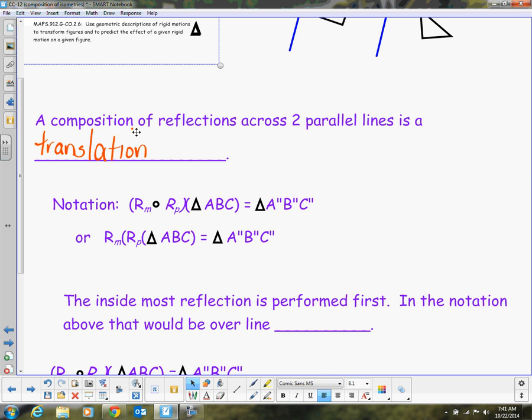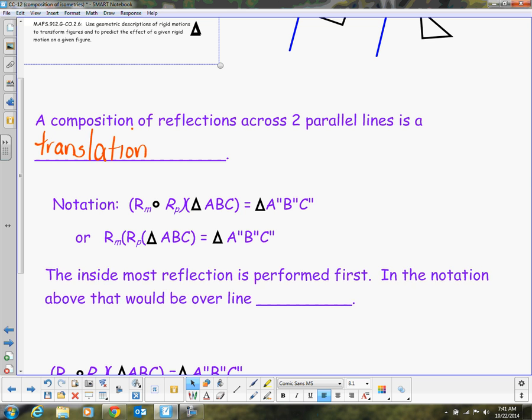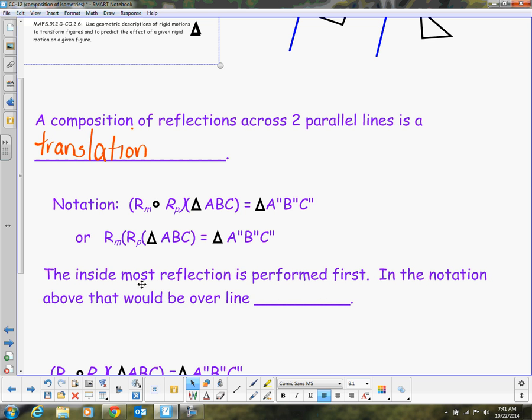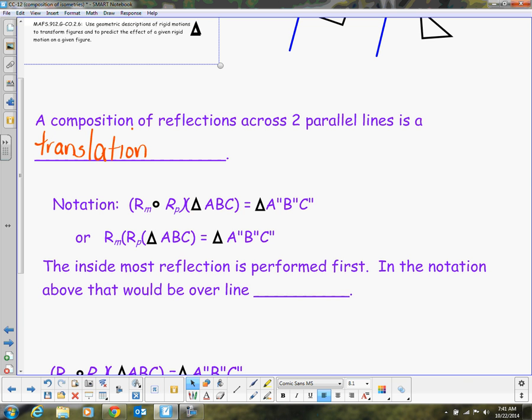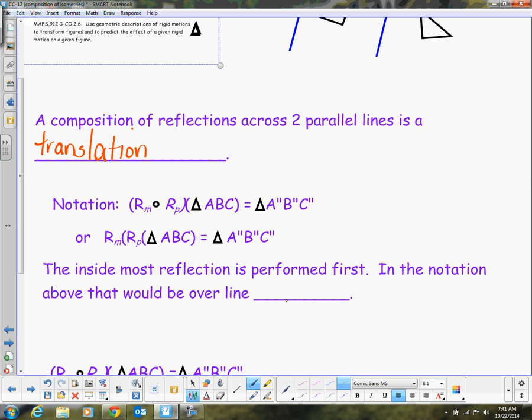This is still a composition. We're all about compositions today, where we're doing two or more transformations. The inside-most reflection is performed first. In the notation above, that would be over the line P.